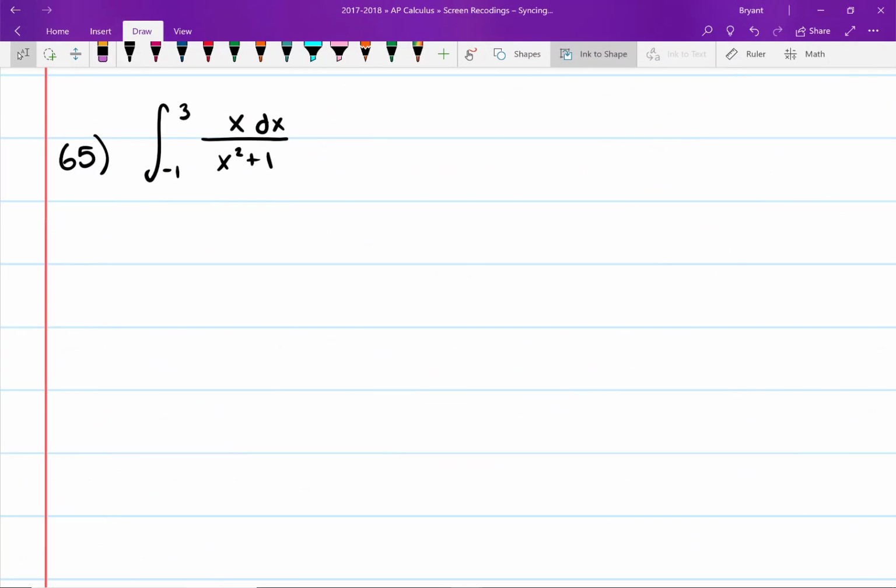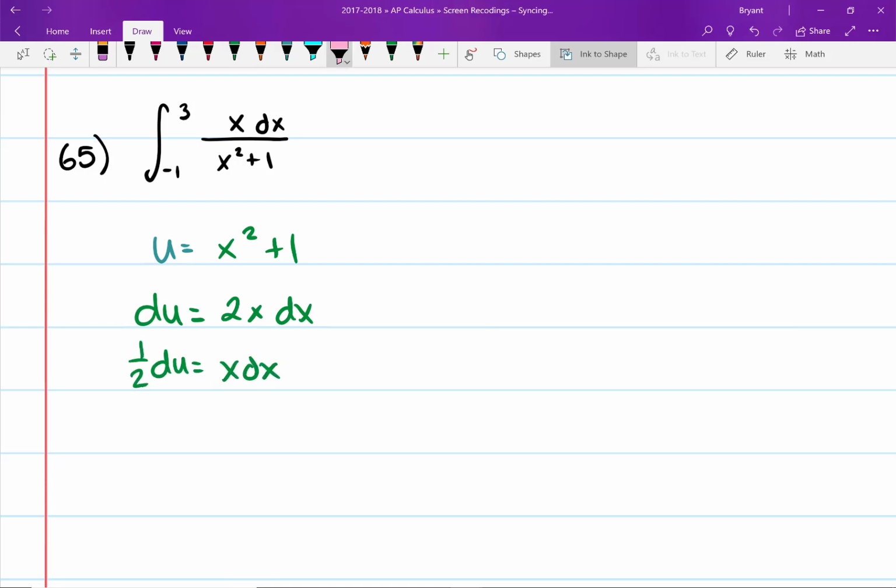Alright, number 65. This is where things start to get a little more interesting. We're going to let u equal our denominator, which is x squared plus 1. So du is going to be 2x dx. I don't want that 2 there, so I'm going to go 1/2 du is equal to x dx. So notice that that matches that perfectly.